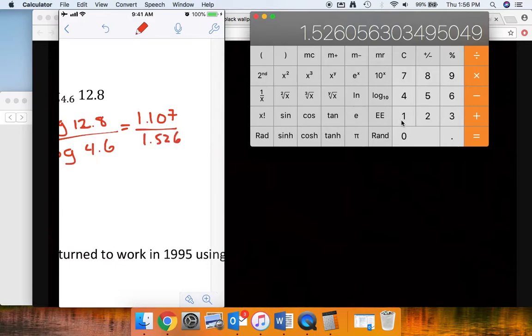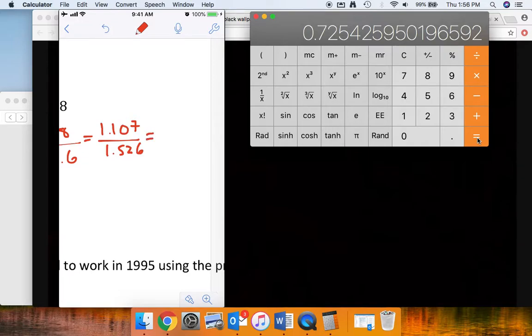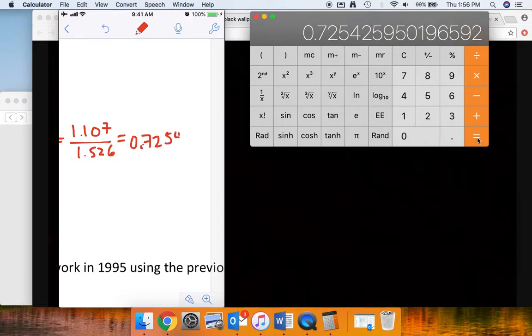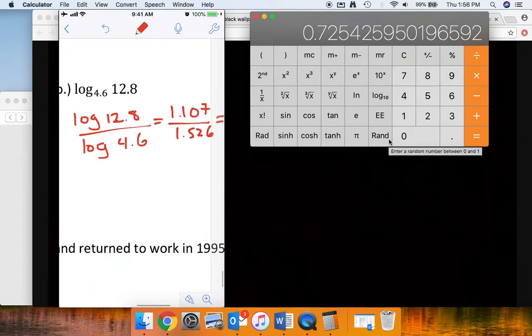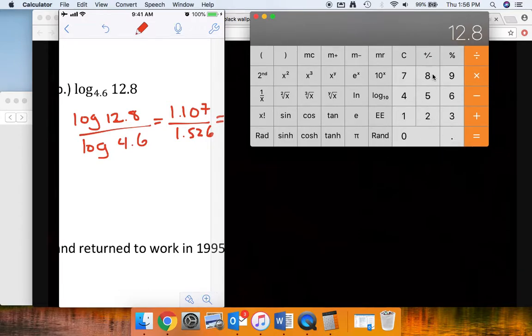1.526. So now I do 1.107. I'm using my mouse so that you guys can see. 1.526 equals, all right, this is going to equal 0.7254. Oh, no. Just 5. Awesome. Okay, moving right along. If I did that with ln, 12.8 ln divided by 4.6 of ln, I again get 1.6.